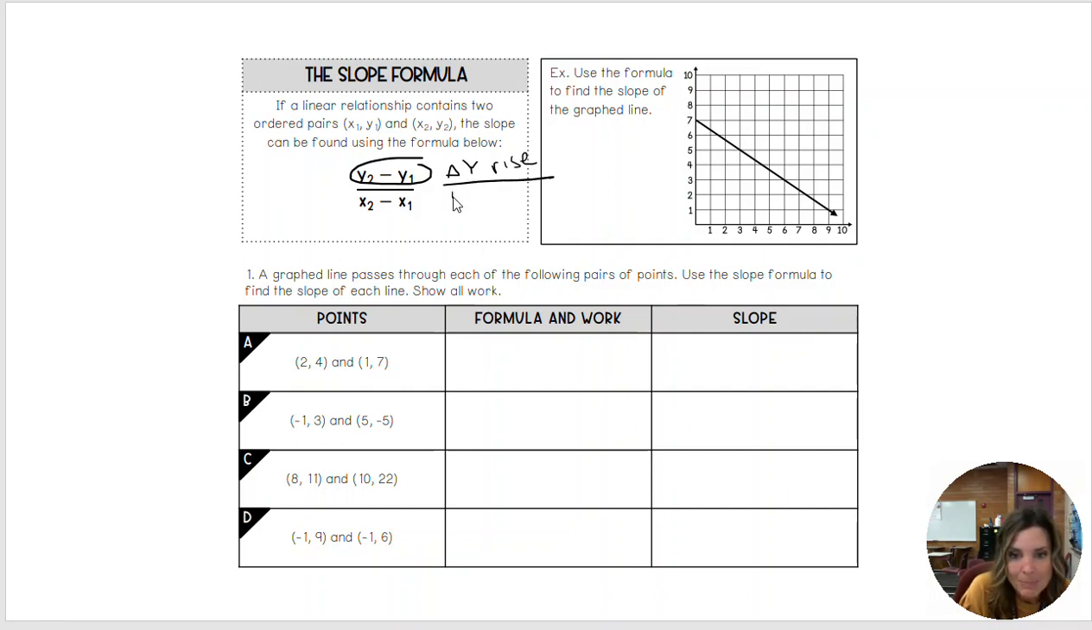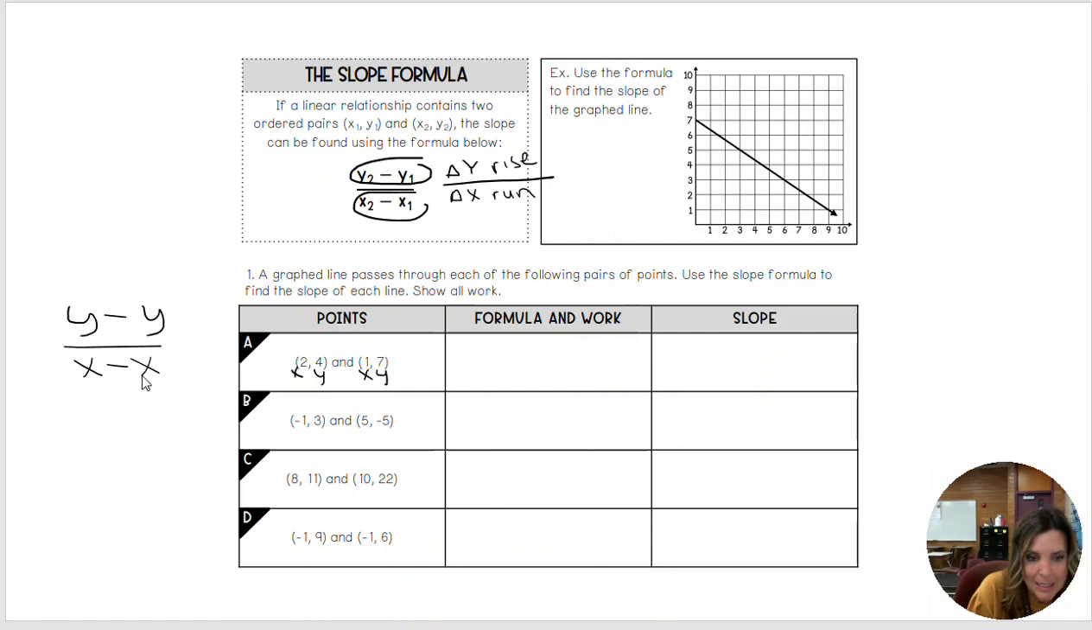And then on the bottom, we find the change of x, or the run. So basically, what we're going to do is take our 2 points, and instead of graphing them and counting, we're going to label them. This is the x, this is the y, this is the x, this is the y. And then we're going to find the difference in the y's by using this slope formula. The slope formula is just the y minus y over the x minus the x.